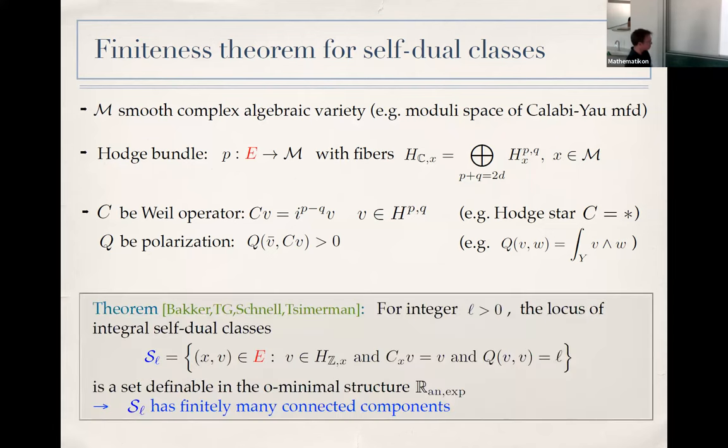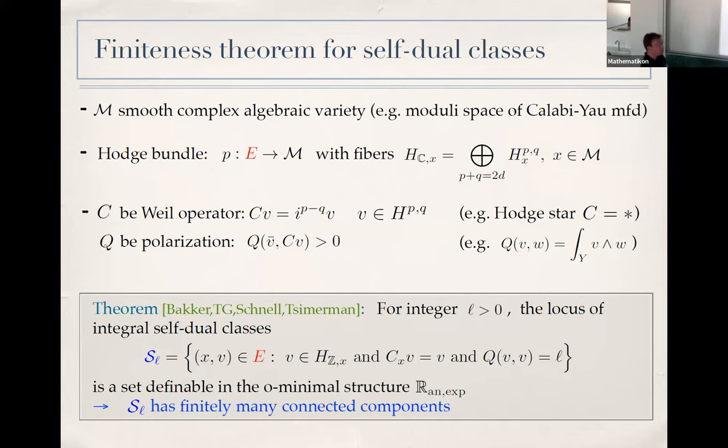And now, what is the theorem? The theorem states that for any integer L bigger than zero, the locus of self-dual integral classes, namely of all the elements (x, v) of the Hodge bundle, which satisfy the following conditions. First of all, v is quantized. So that's what physicists would call a flux. So it's really an integral class. And this integral class actually satisfies the self-duality relation under the well-known Weil operator.